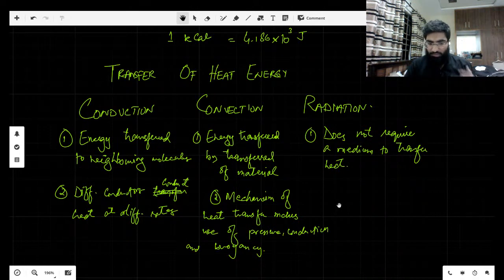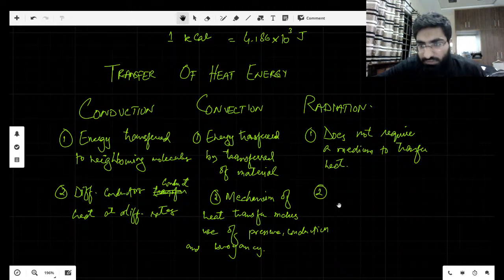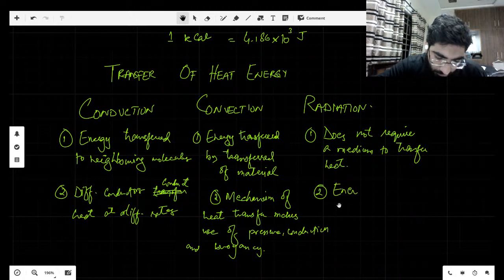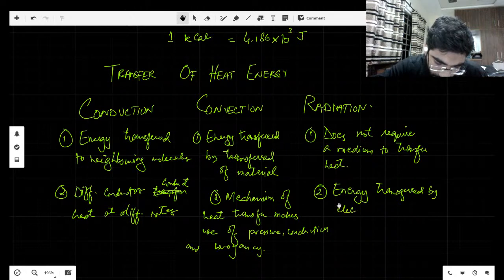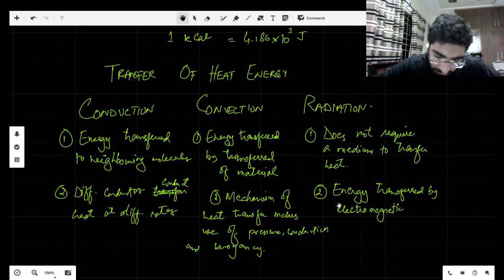So in radiation, the way energy transfers is by electromagnetic radiations. So energy transferred by electromagnetic radiations.